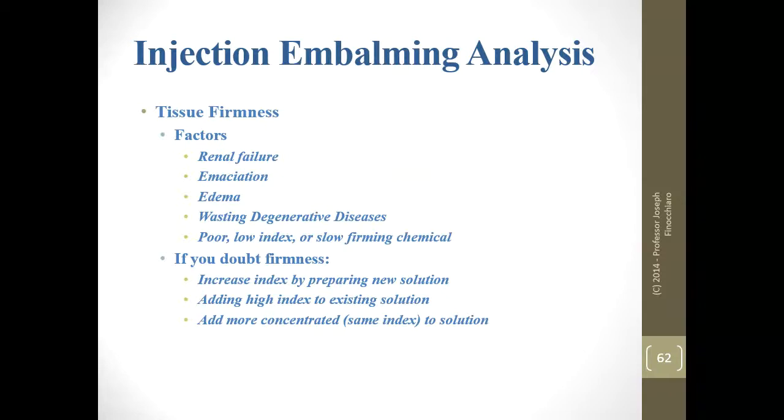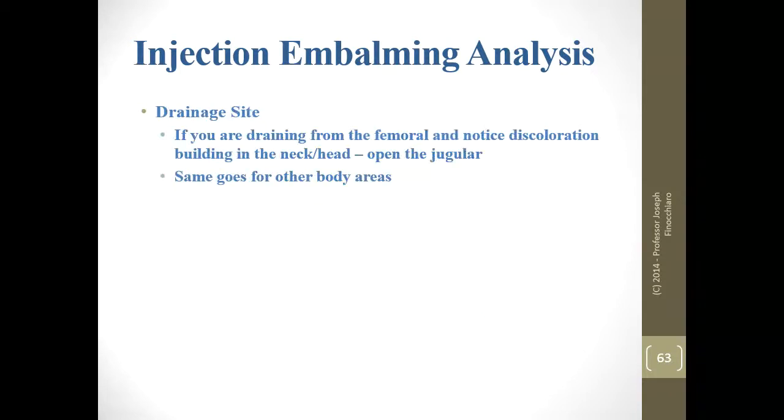If you doubt firmness, increase index by preparing a new solution, add some high index to an existing solution, or add more concentrated solution, same index, into what you already have. You're just upping it a notch. Drainage site. If you're draining from the femoral, notice discoloration building in the neck and head, open the jugular, relieve the pressure. Same goes for other body areas. If you notice the arm is building up, open up the arm. Find the axillary or brachial vein, or basilic vein, open those up and let it drain.